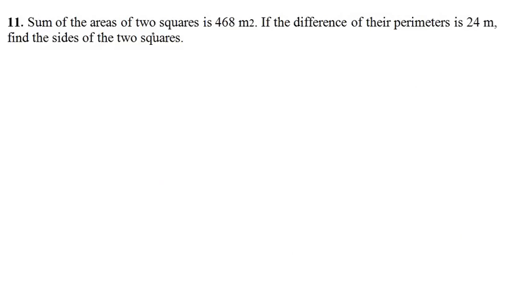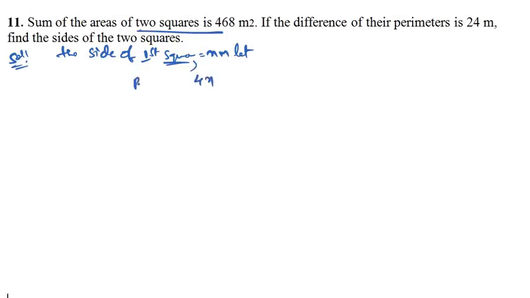Next, the 11th one: the sum of the areas of two squares is 468 meter square, and the difference of their perimeters is 24 meters. Find the sides of the two squares. We have to find here the side of the first square. Solution here: the side of the first square is how much? Let it be x meters.